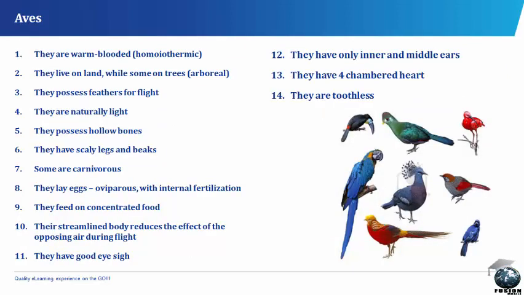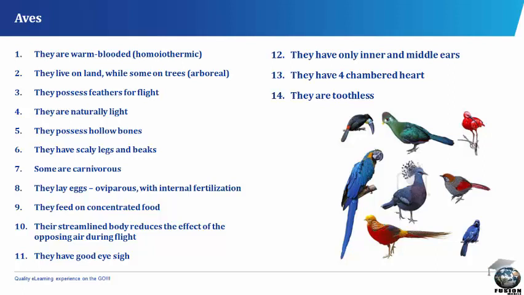The aves. The aves are warm-blooded animals. They live on land while some live on trees, which could be called arboreal. They possess feathers for flight. They are naturally light. They possess hollow bones. They have scaly legs and beaks. Some are carnivorous. They lay eggs, oviparous with internal fertilization.